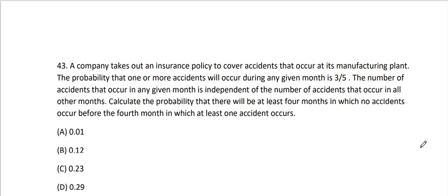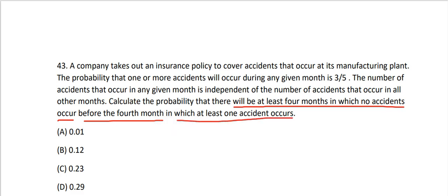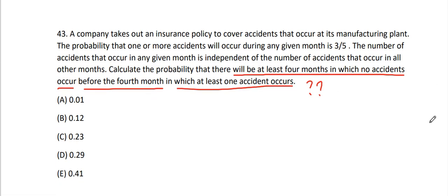So for this problem, I got confused because I cannot understand this: find the probability that there will be at least 4 months in which no accident occur before the 4th month, in which at least one or so. This sentence I got confused. So for this problem, I just skip, okay, because I got confused by the sentence.